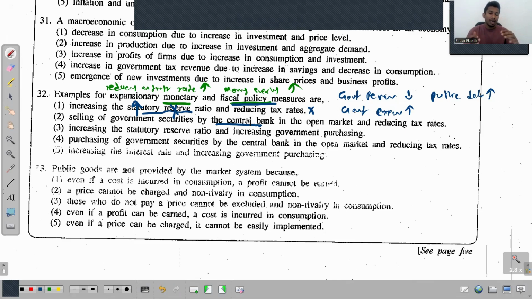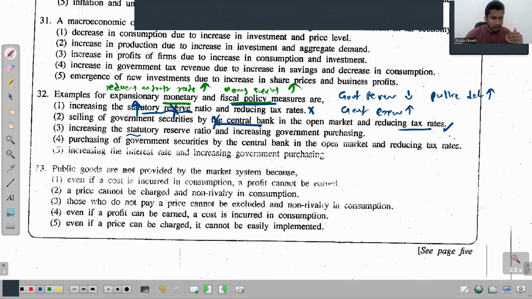Second one, selling of government securities by the central bank. See, once again, what happens here? The central bank sells the government securities to the commercial banks and absorbs excess money in those commercial banks into the central bank. Then what will happen? The money supply will decrease. So it is not expansionary in nature. So this part is wrong. Reducing taxes is somewhat all right, but we can't take this to be the answer. The first part is wrong.